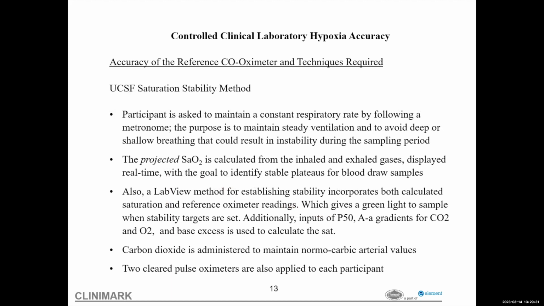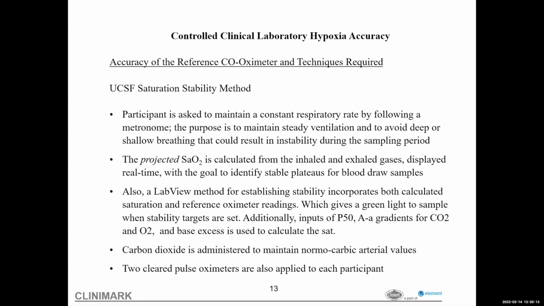UCSF's saturation stability method, and I stand to be corrected on some of these, but the participant is asked to maintain a relatively constant respiratory rate by following a metronome at times, I believe. The purpose is to maintain steady ventilation and to avoid deep or shallow breathing that could result in instability during the sampling period. The projected SaO2 is calculated from inhaled and exhaled gases and displayed in real time. And also, the LabVIEW is used for establishing the stability here and incorporates both the calculated saturation and the reference oximeter readings.